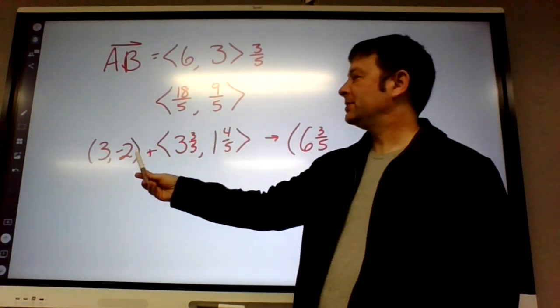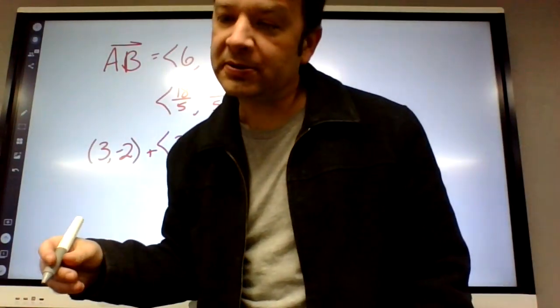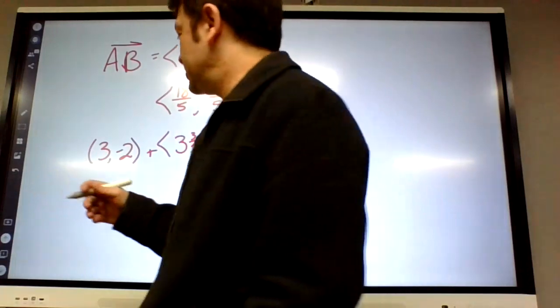How did you get the 3 and negative 2? Oh, was that on 18? Oh, that was 18. Oops.